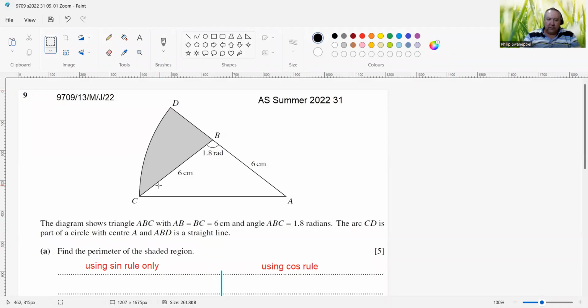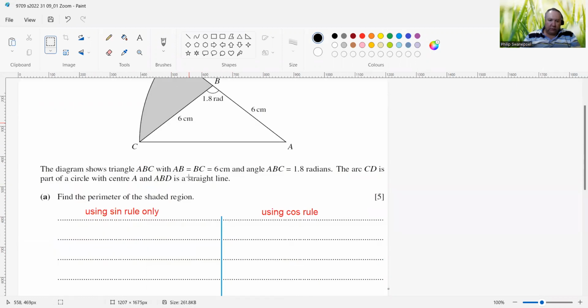Welcome to this discussion of question 9 of the Cambridge AS Summer 2022 paper 3-1 discussion. We will do part A in two ways. The first is using the sin rule only, and the second one will be using the cos rule.